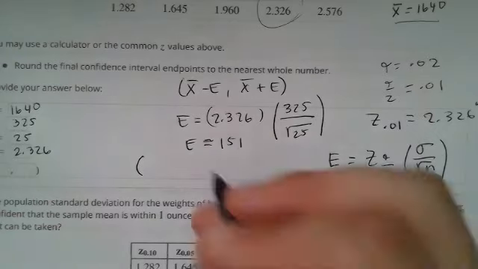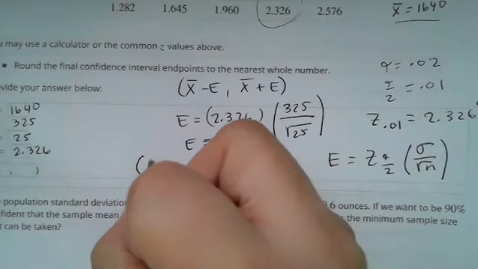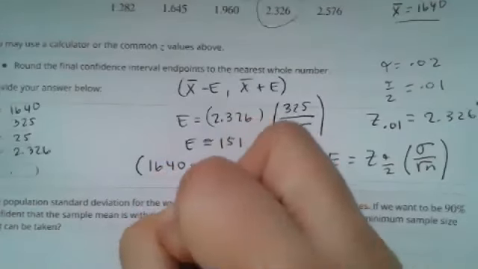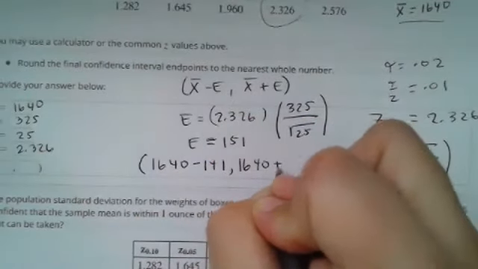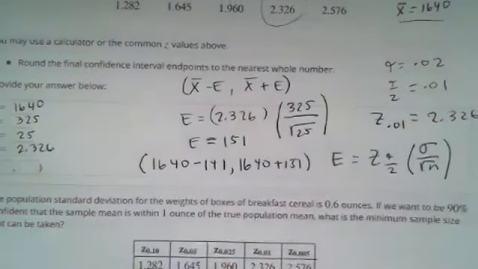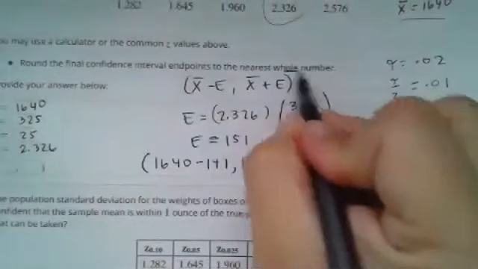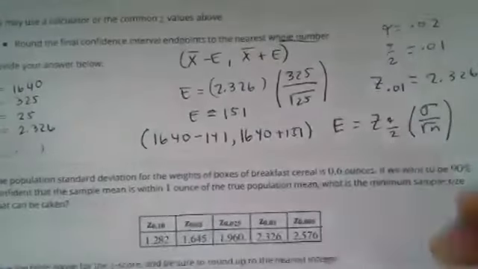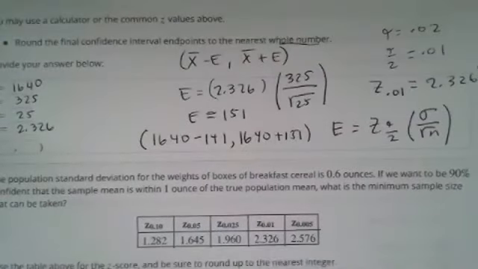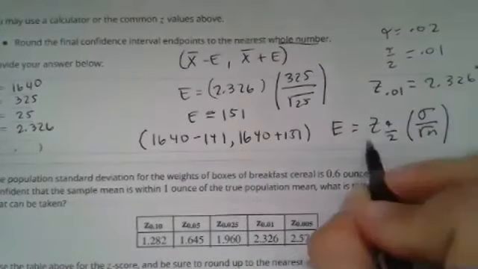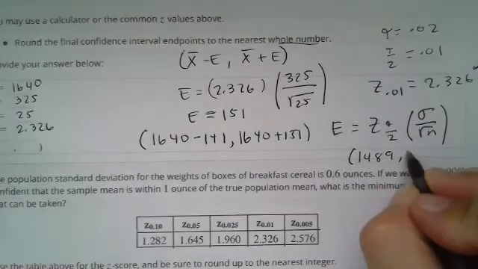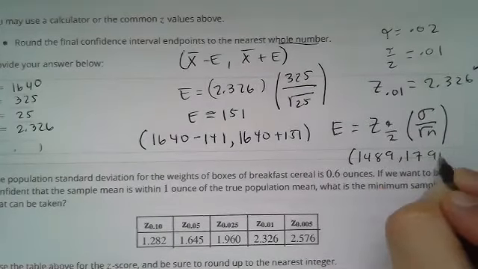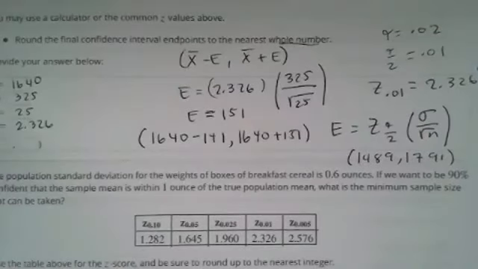1640 minus 151 and 1640 plus 151. Because it says round the endpoints to the nearest whole number. Okay, fine. So in the calculator, we get 1489, 1791. So let's see if we get the same thing.